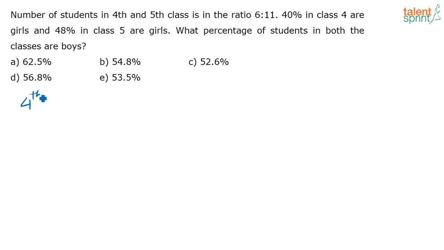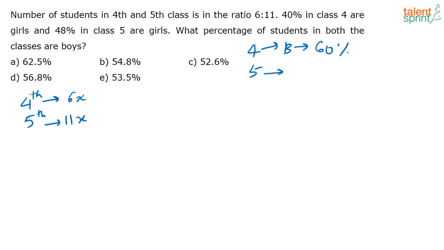So, in the 4th standard, how many students are there? 6x. I am just taking it as 6x students. And in the 5th standard, how many students are there? There are 11x students. Now, 40% in class 4 are girls. So, in class 4, what percentage is boys? 60%. And in class 5, 48% are girls. So, what percentage is boys? 100 minus 48 is 52%. So, this is the first thing that you have to find out.